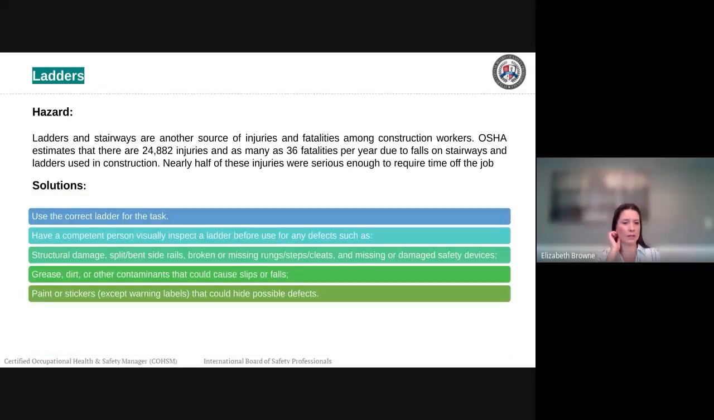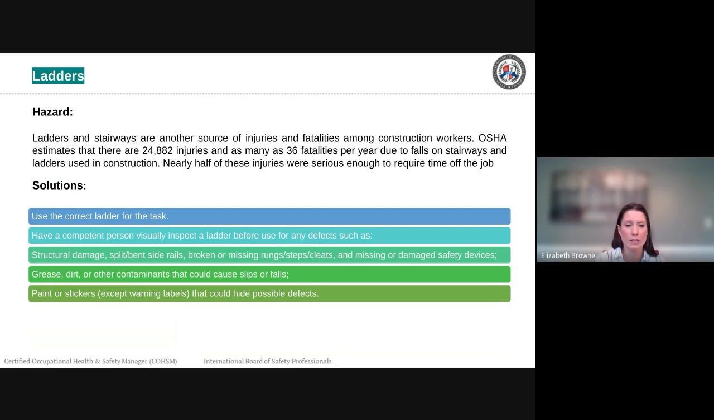Improper use of ladders and stairways is another source of injuries and fatalities among construction workers. OSHA estimates that there are 24,882 injuries and as many as 36 fatalities each year due to falls on stairways and ladders in the construction industry. Over half of these injuries were serious enough to require time off of the job.